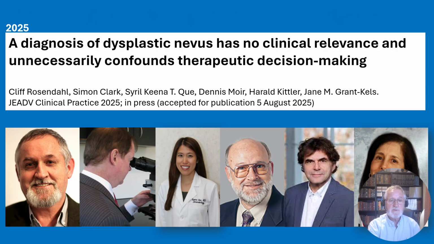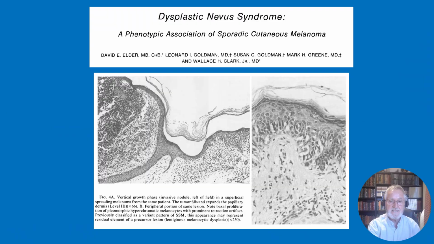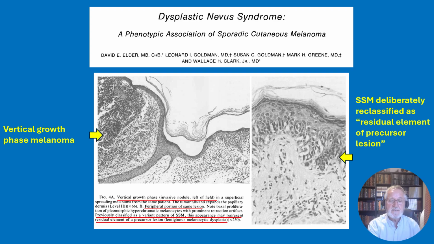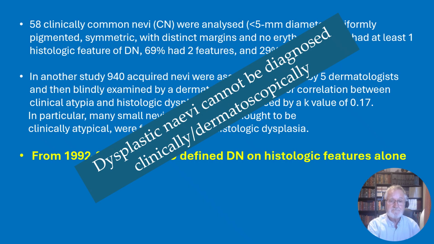This is a paper we co-authored last year. A diagnosis of dysplastic nevus has no clinical relevance and unnecessarily confounds therapeutic decision making. This was the first paper on dysplastic nevus, published in 1980. In this paper, they took lead areas adjacent to a vertical growth phase melanoma that they had originally classified as superficial spreading melanoma. They deliberately reclassified it as a residual element of precursor dysplastic nevus. That's how it all started.